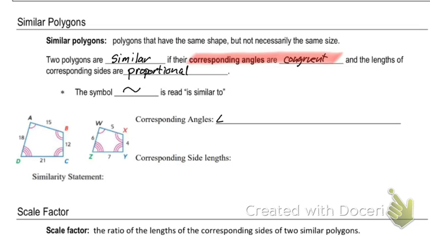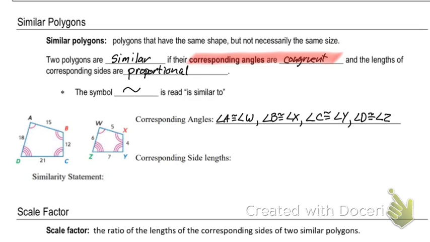Well, according to our drawing, angle A is congruent to angle W. Per our drawing, angle B is congruent to angle X. Per our drawing, angle C is congruent to angle Y. And finally, we have angle D is congruent to angle Z. So according to our angles, they can be similar. According to the angles, they can be similar, but the sides have to be proportional.